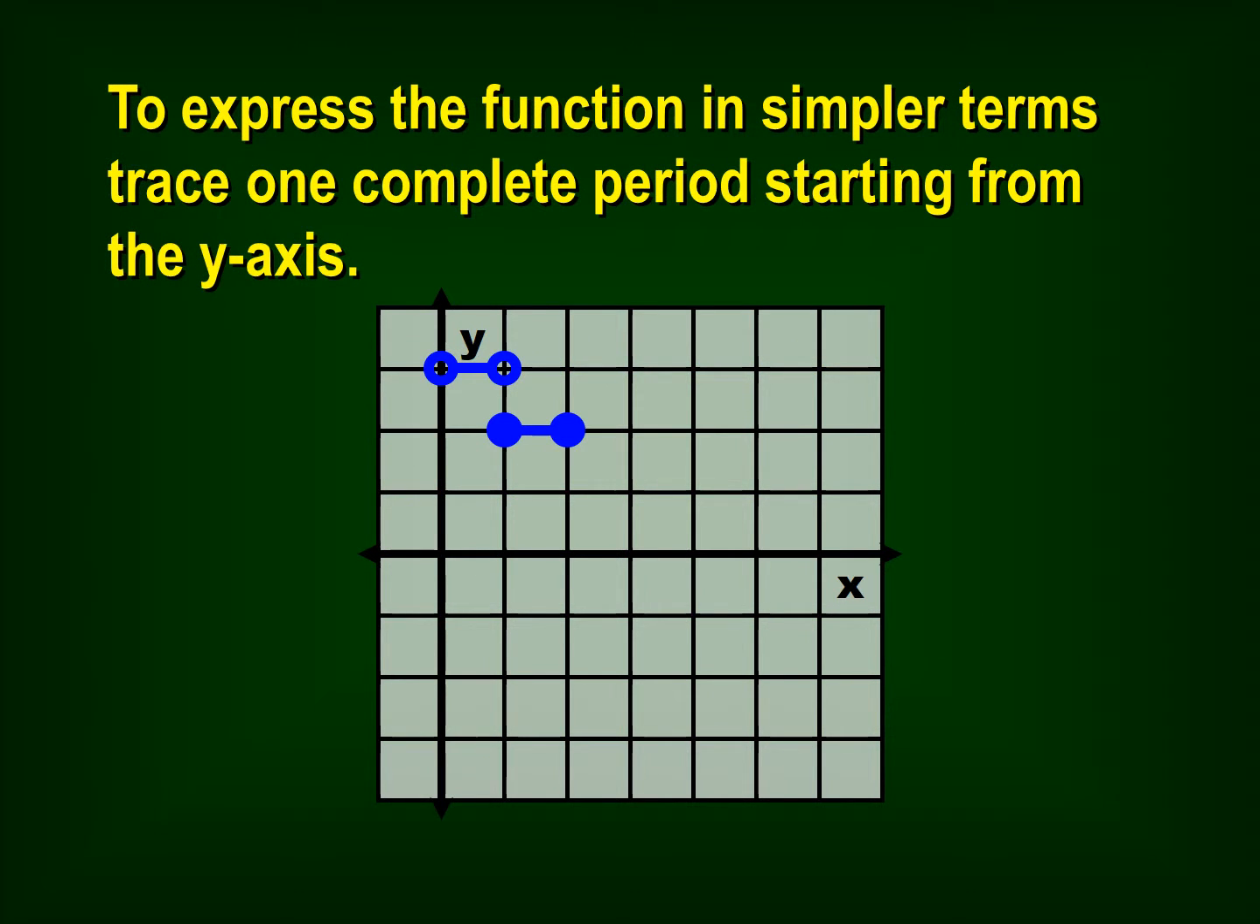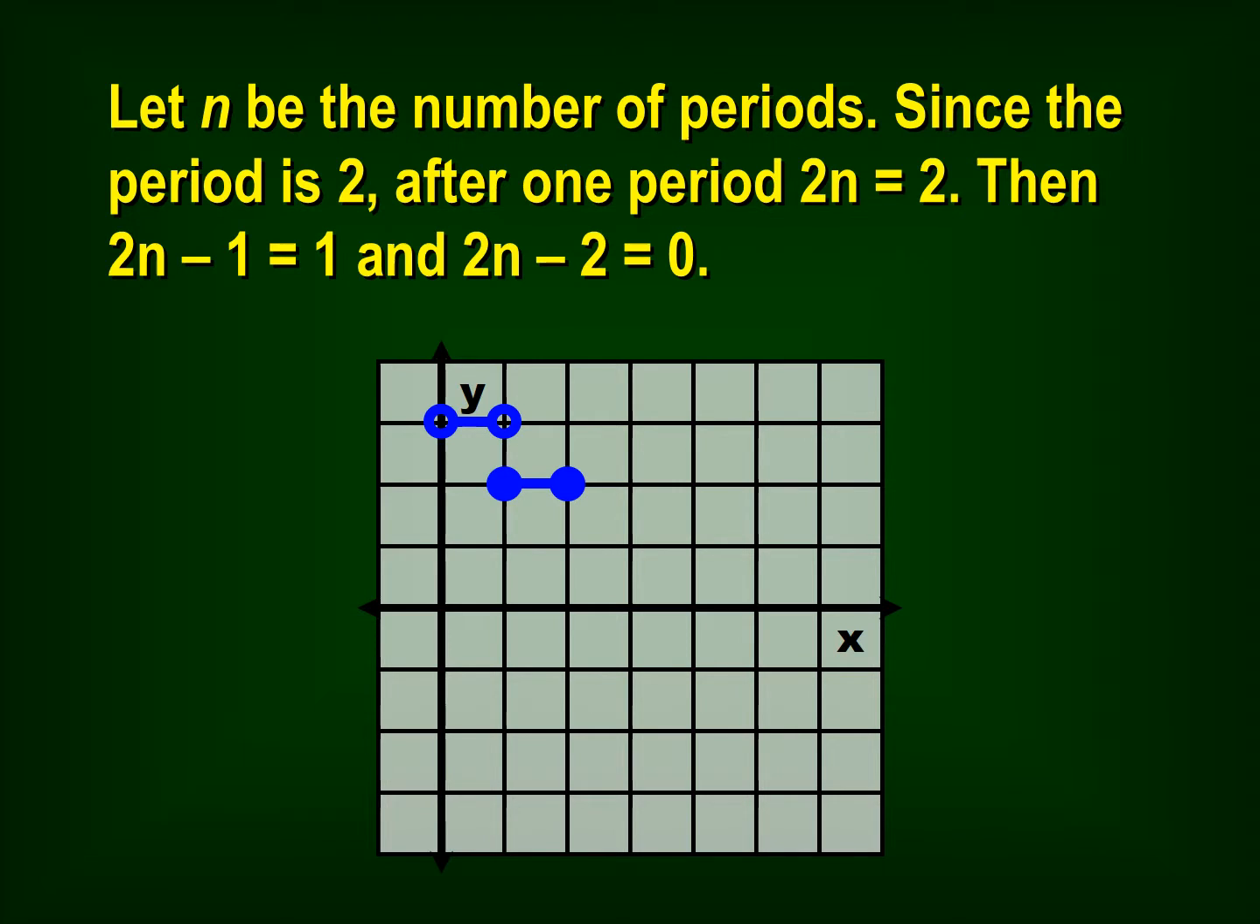So if we want to try to figure out a simpler function for this, what we'll do is start from the y-axis. That's always the easiest part. We let n be the number of periods. Since the period is 2, after one period, we have 2n equals 2. Then we ask, what's the first time we make a change? At 1. If we change at 1, then this number here needs to become 1, so we subtract 1 from both sides. That's how we got 2n minus 1 equals 1. Our next change happens at 2, which means we subtract 2 from both sides. So we get 2n minus 2, and then 2 minus 2 is 0, and that's how we got the 0 here. So that's how we get these pieces of our function, okay?